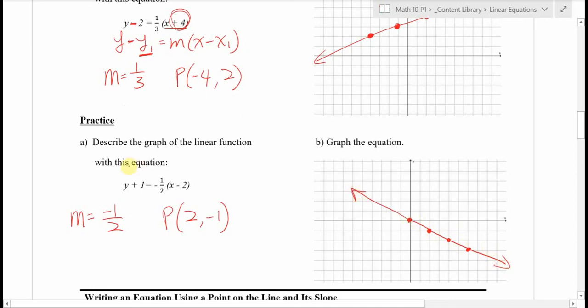So again, you are just comparing this with the form y minus y1 equals m times x minus x1. Clearly m is negative 1/2. Again, that says x minus 2, that's x minus x1, so the signs are the same, so x1 is just the value you see, which is positive 2. Even though that says x minus 2, just be careful, it's the opposite sign. Here you have y plus 1, but in reality, y1 is negative 1.